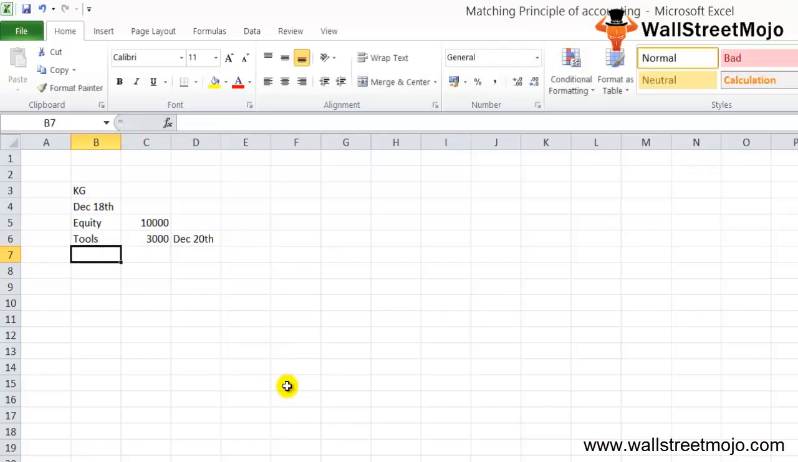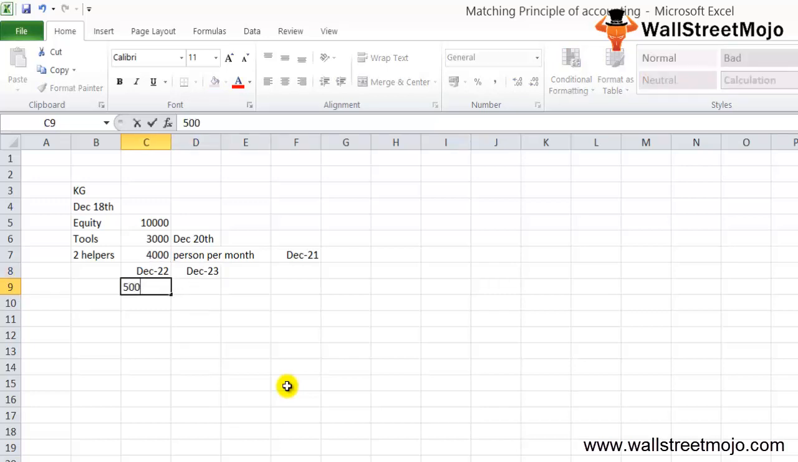He hired two helpers who are directly employed by the company at the rate of $4,000 per person per month. This is done on December 21st. And he received a contract for window washing on December 22, to be performed on December 23, for which the client paid him 500 on December 22, and would pay him the remaining 2,000 on December 27th, not on the 23rd. These are some of the details after the end of the festivities.